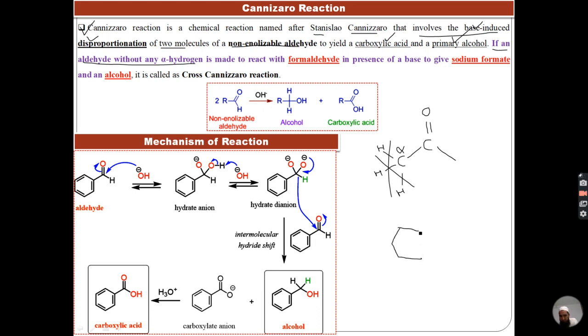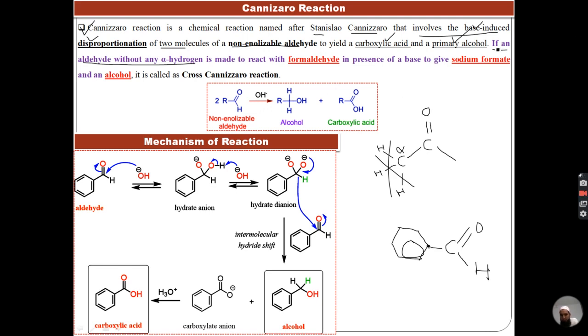So now if you have an aldehyde without alpha hydrogen, you can take the molecule of benzaldehyde, the special example. So this is your benzaldehyde molecule, the ideal molecule to understand the Cannizzaro reaction. This is the carbonyl carbon, adjacent to this is your alpha carbon, and here we don't have any alpha hydrogen. So this is your non-enolizable aldehyde.